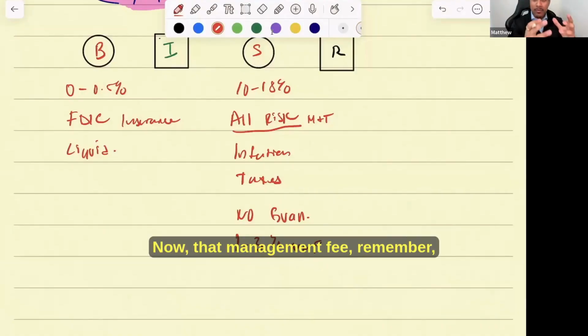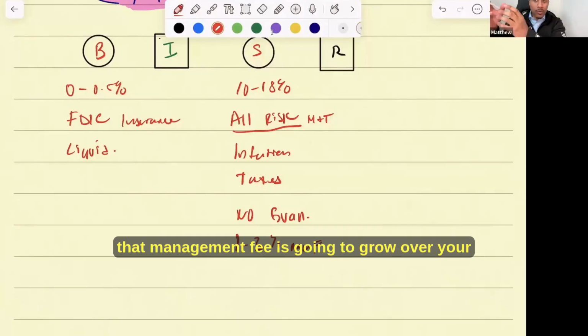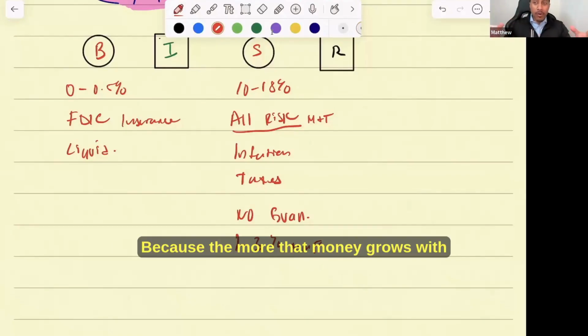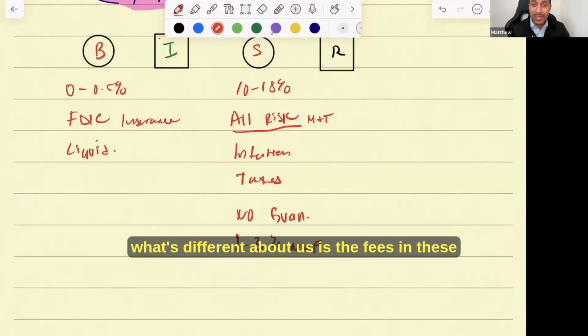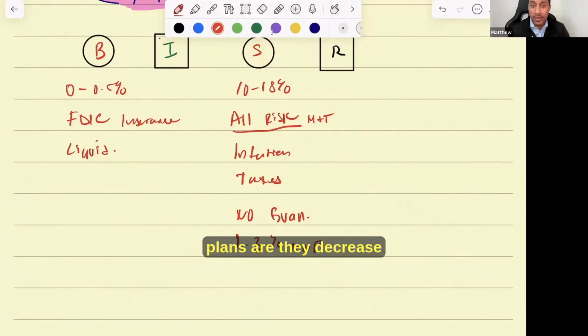Now, that management fee, remember that management fee is going to grow over your lifetime, okay? Because the more that money grows with interest and the more capital that one advisor has under management, he's getting paid for a lifetime. And those fees grow over your lifetime. With us, what's different is the fees in these tax-free insurance plans decrease over time. They get cheaper as you age. Okay. This is long-term planning for our tax-free strategies. All right, is this making sense?